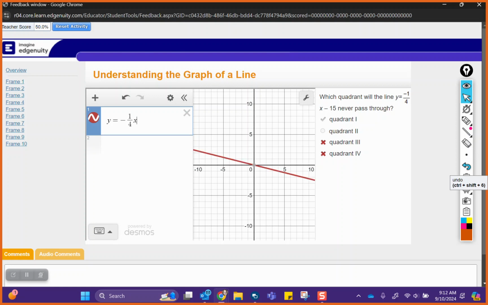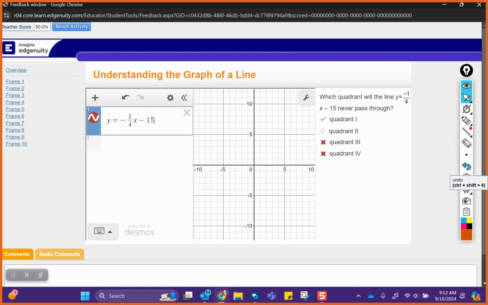So when you hit the / to do a fraction, you saw my cursor was down here. I don't want my x down there. That's a very interesting kind of graph when the x is in the denominator of a fraction. I use my cursor to get the x out of there, minus 15.